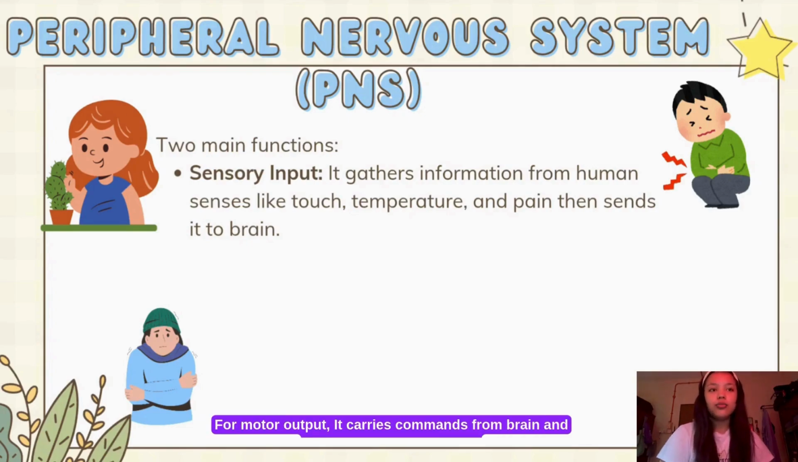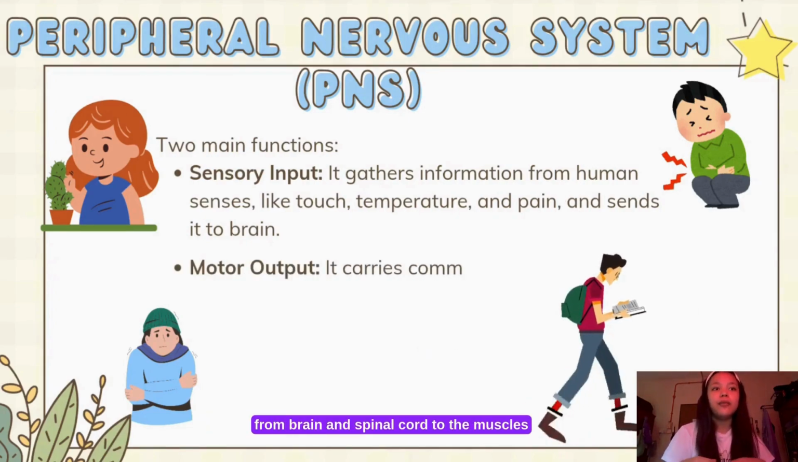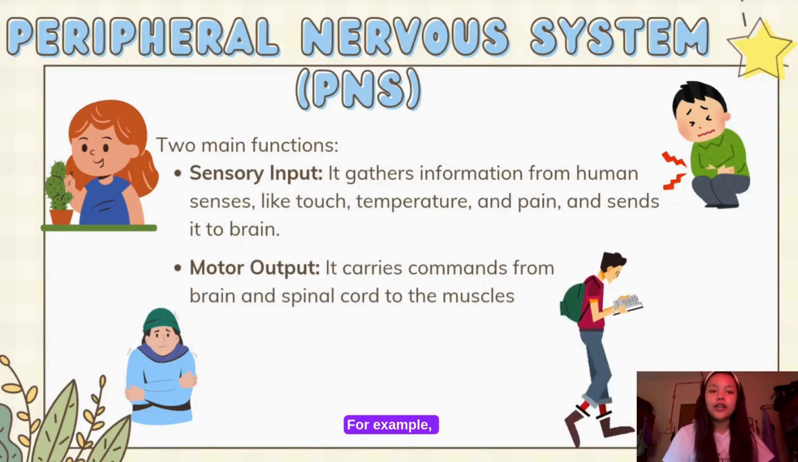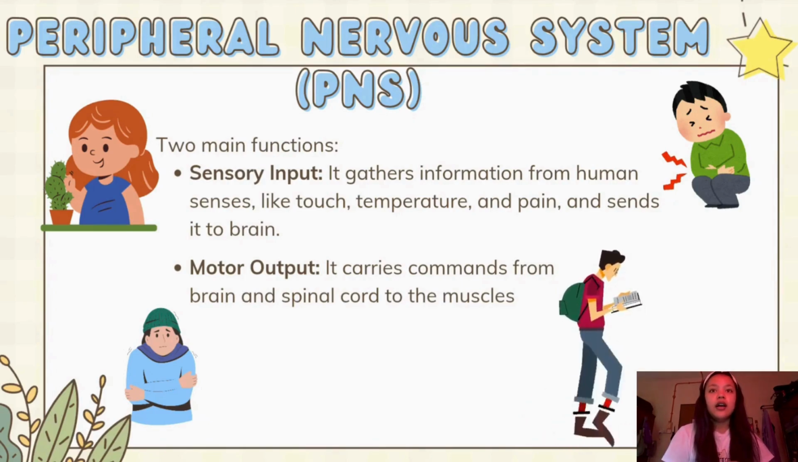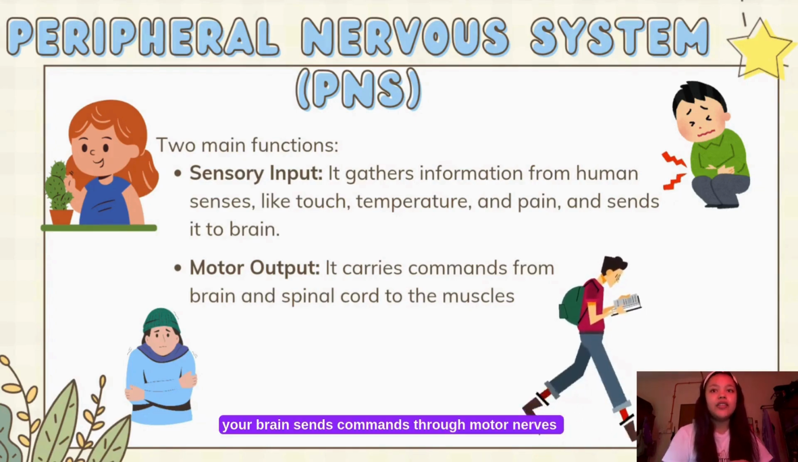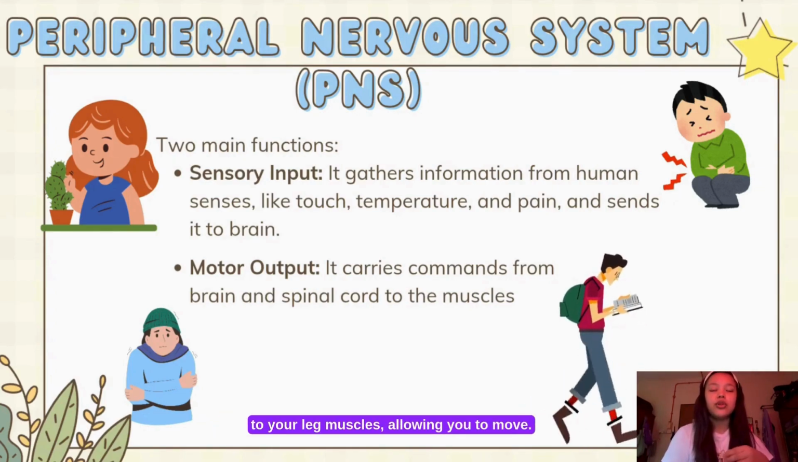Motor output carries commands from the brain and spinal cord to the muscles. Let me give you guys an example. Like if you want to walk around, your brain sends a command via the motor nervous system to your leg muscles, allowing you to move.